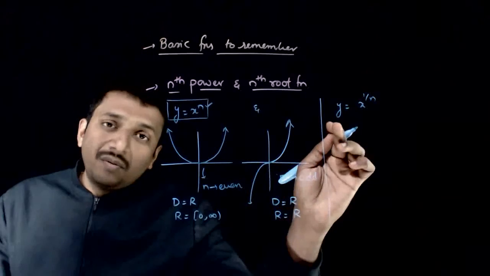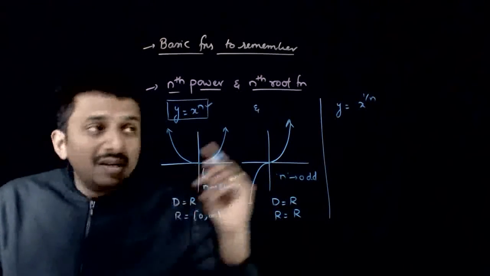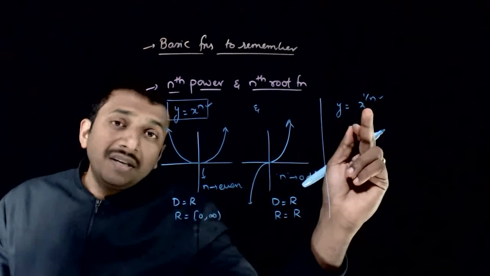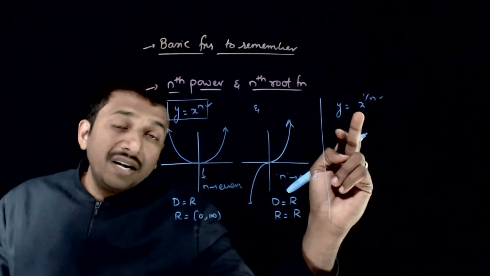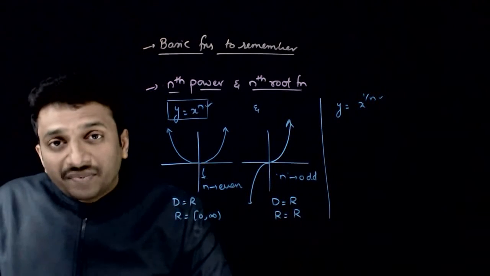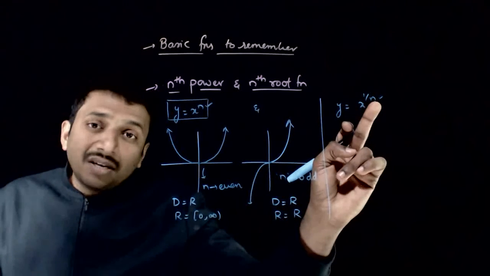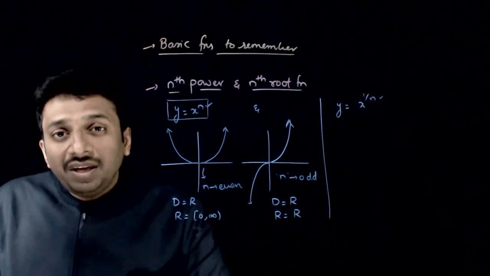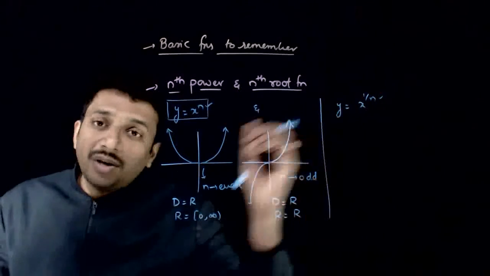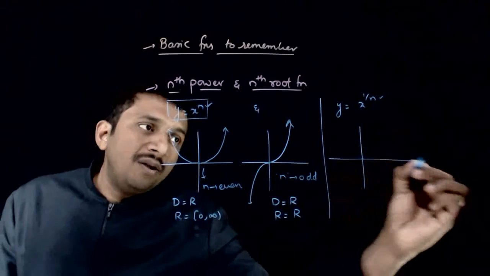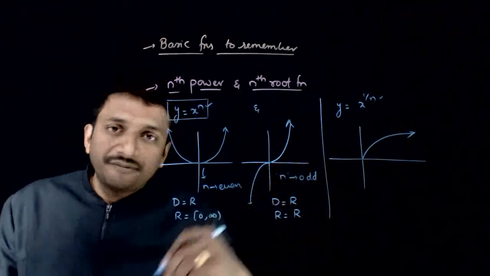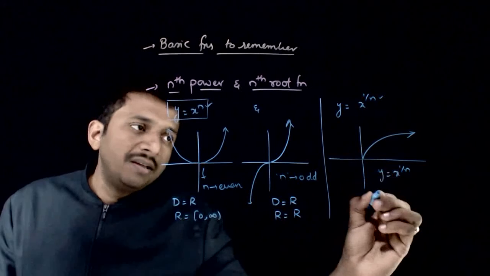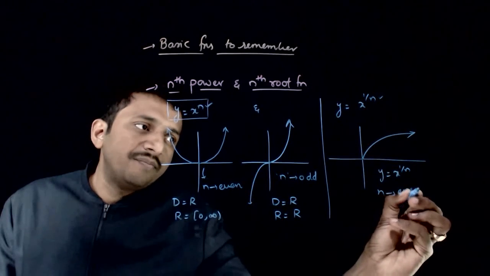Similarly, if you go for y is equal to x power 1 by n, if n is even, that function will be defined only for positive x's. Because if n is 2, that is root of x, 4th root of x, 6th root of x, and so on, will be defined only for positive x's. And the graph will look similar to the square root graph. This is the graph of y is equal to x power 1 by n, if n is even.